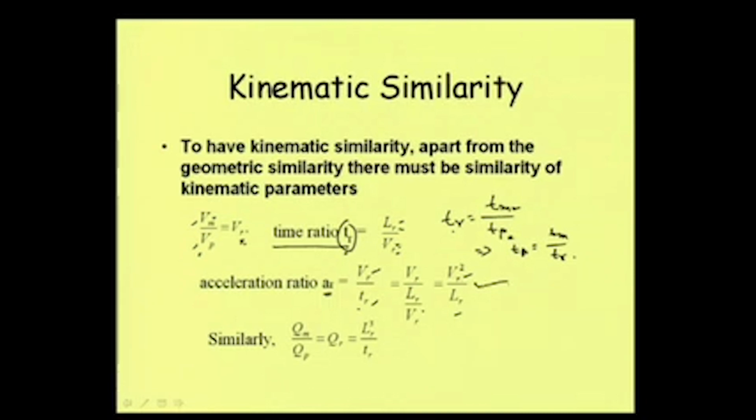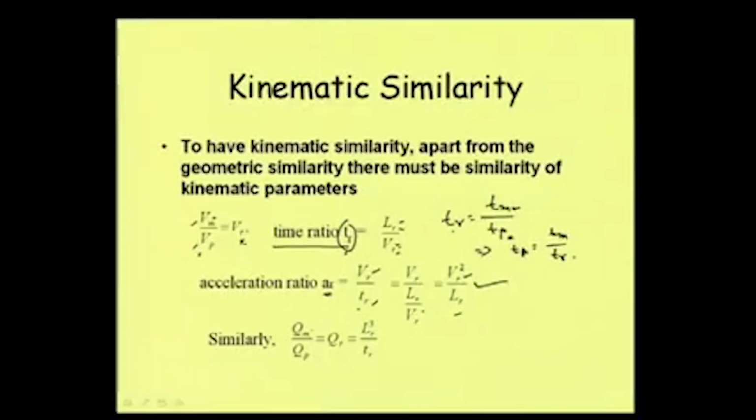Similarly, suppose we are interested to know what will be the discharge in the prototype if in the experiment we are getting a discharge for the model. So, for obtaining that we need the ratio of discharge. Well, that say we call as Qm by Qp. So, Q ratio or discharge ratio Qr.